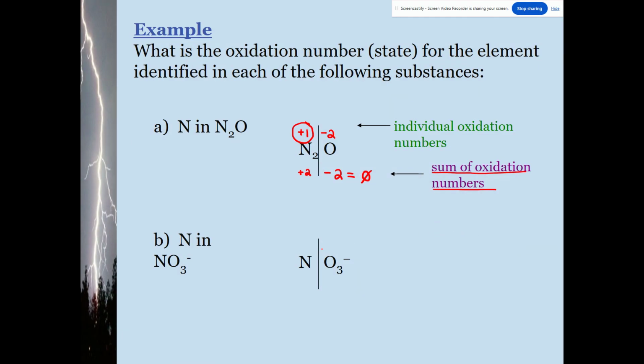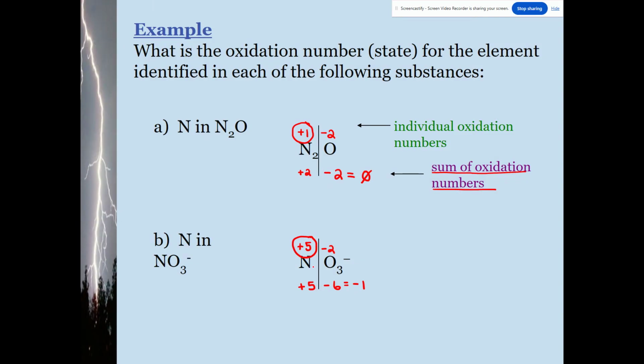Now again, my oxygens I know are -2. So there's 3 of them, so 2 times 3 is -6. This ion has a net charge of -1. So I need a number that I can add to -6 that will give me -1. That's a +5. +5 and -6 will equal -1. Now there's only one nitrogen, so that one nitrogen will carry that entire oxidation number of +5.